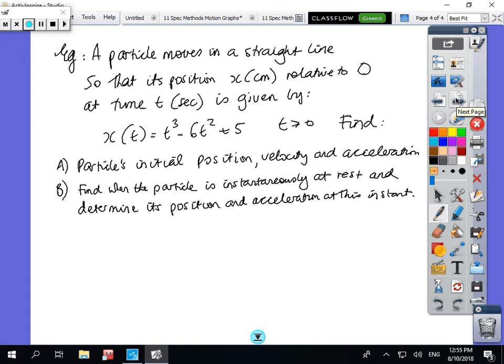So we've got one example. A particle moves in a straight line, so its position x relative to O, the central position, is given by x equals an expression in t, for t greater than or equal to 0. Find the particle's initial position, its initial velocity, and its initial acceleration, and find when the particle is at rest. At rest means v equals 0, and determine its position and acceleration at this time.